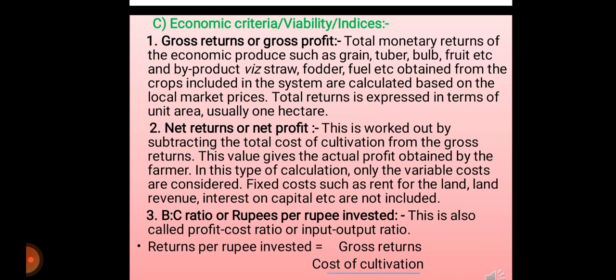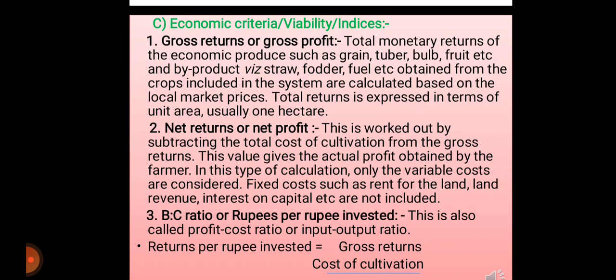Net returns or net profit. This is worked out by subtracting the total cost of cultivation from the gross returns. This value gives the actual profit obtained by the farmer. In this type of calculation, only the variable costs are considered. Fixed costs such as rent for the land, land revenue, interest on capital, etc. are not included.